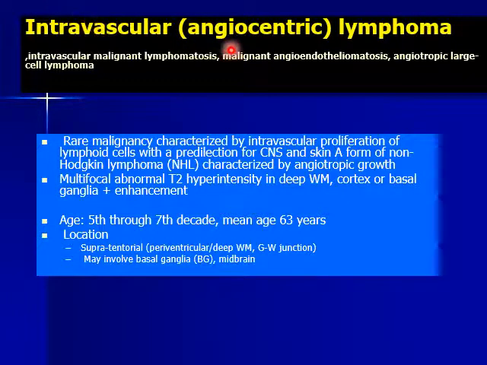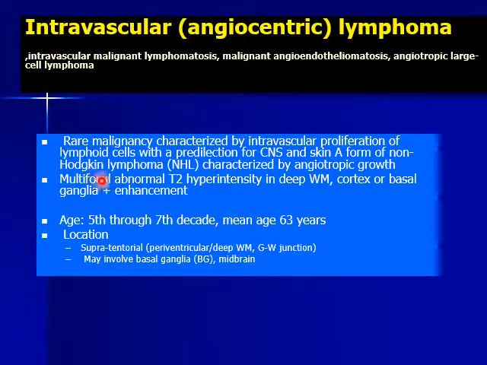You remember intravascular or angiocentric glioma? This is the counterpart with lymphoma, angiocentric lymphoma, which is intravascular malignant lymphomatosis or malignant angioendotheliomatosis, angiotropic large cell lymphoma. It is a rare malignancy characterized by intravascular proliferation of lymphoid tissue with predilection for CNS and skin. It is a form of non-Hodgkin lymphoma.